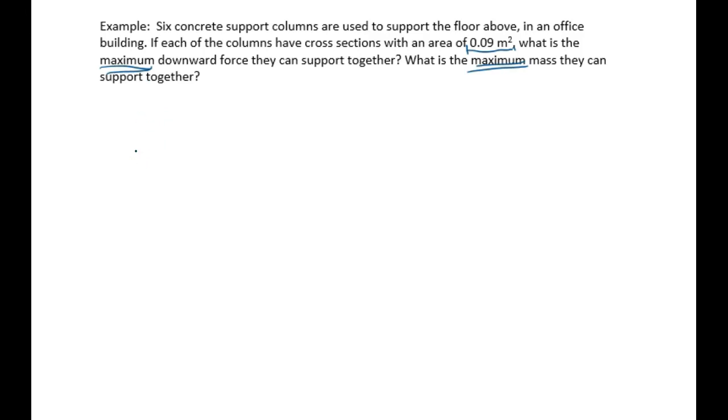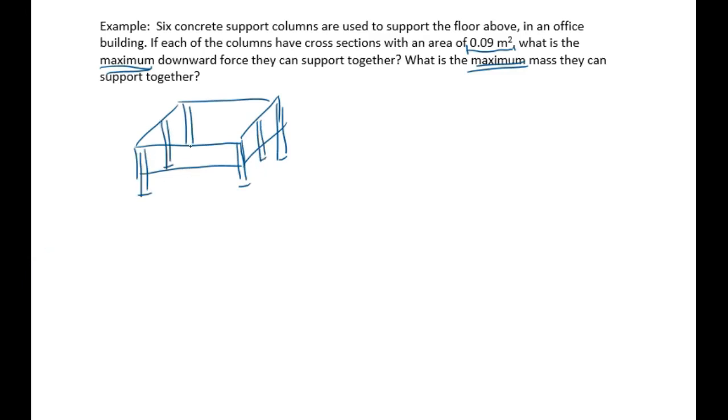So basically we're visualizing the idea that we have a floor and we're being supported by six concrete columns. However you draw them, we can have probably a floor, we'll do three on each side. So we're supporting this by six concrete columns, and each of the columns has an area of 0.09 meters squared.